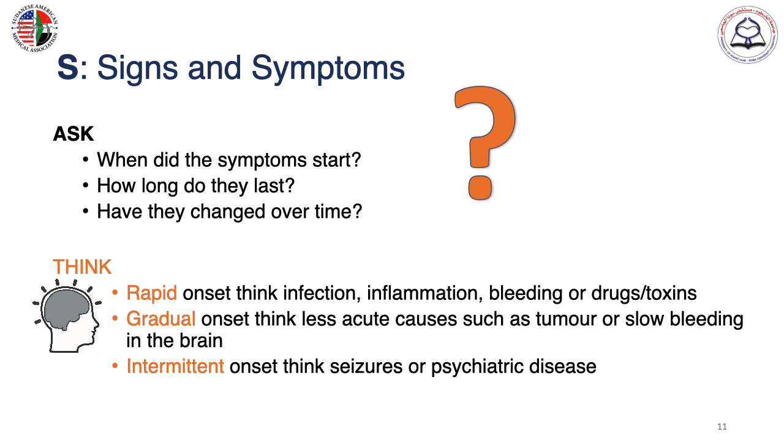When did the symptoms start? How long do they last? And how do they change over time? Rapid onset of symptoms points to intracranial bleed or infarction, exposure to drug overdose or certain toxin or even allergic reaction. It can also happen with inflammatory process and infection. Gradual onset, think about tumor and slow bleeding inside the brain, while intermittent can happen with seizure, convulsion, and psychiatric illnesses.